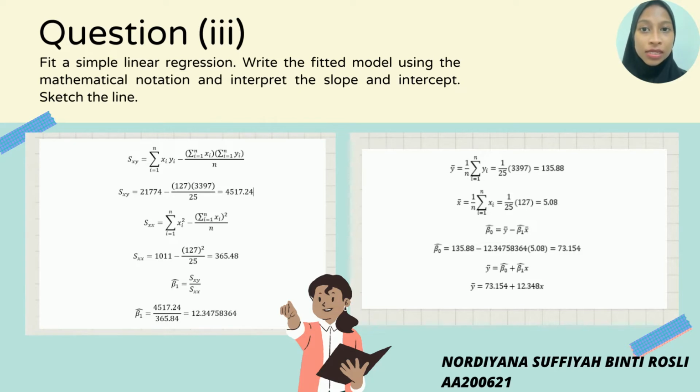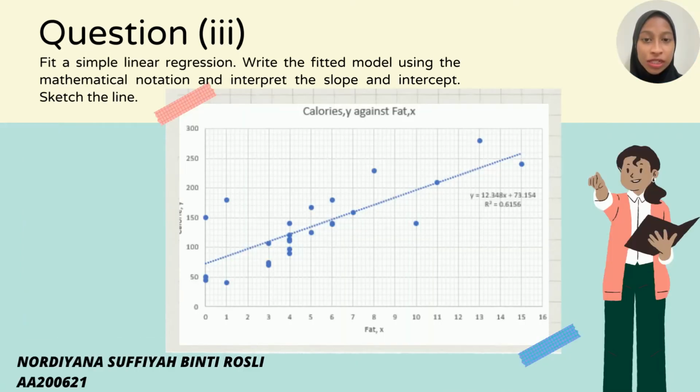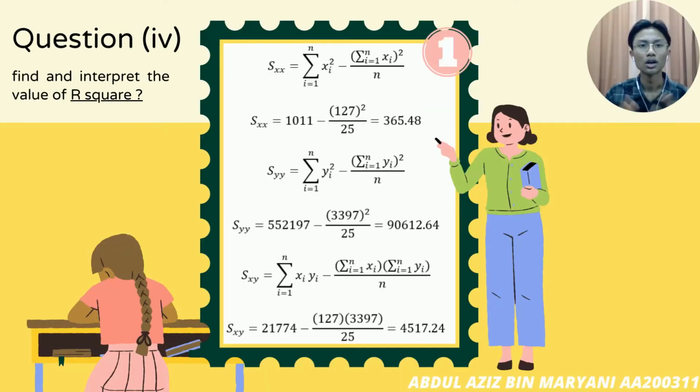Finally, we got the y value, which is 73.154 plus 12.348x. For the next step, we have to interpret the slope and intercept. We have to plot using the data we got and sketch the line. The y value is 12.348x plus 73.154. The R square is equal to 0.6156. Thank you.